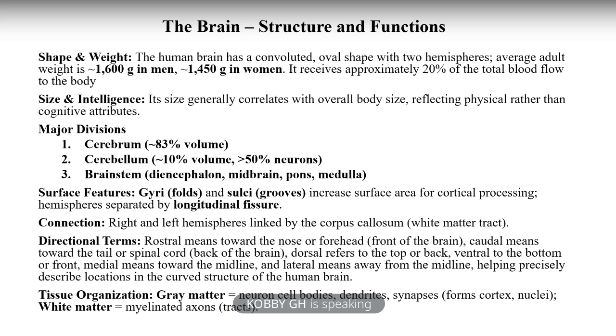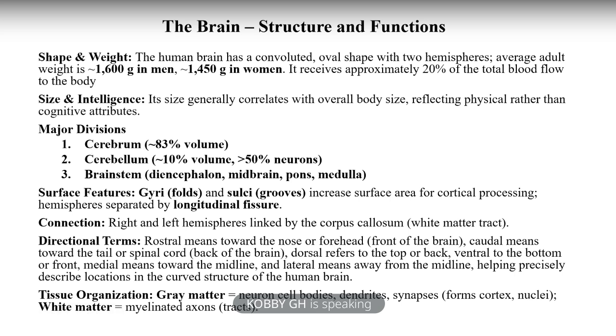Now the brain has three major divisions: the cerebrum, the cerebellum, and the brain stem, which is made up of the diencephalon, the midbrain, the pons, and the medulla. If you know nothing at all about the brain, there is something you have to know. A human brain is typically made up of these three major divisions. The cerebrum is the largest portion of the brain.